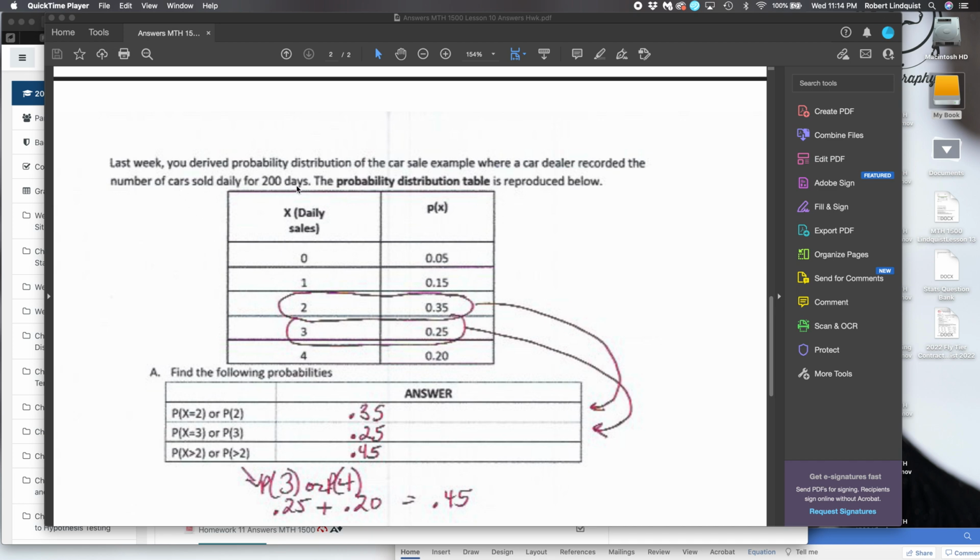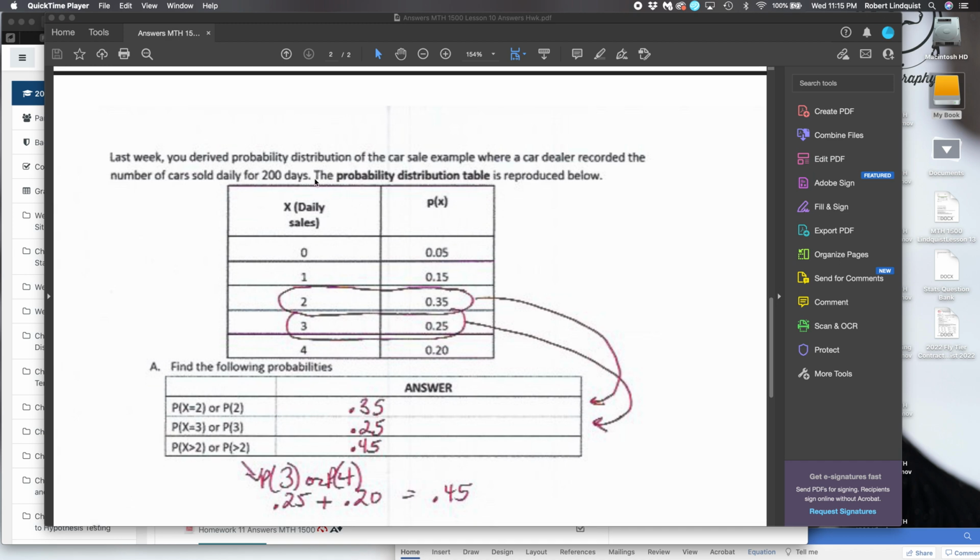Last week you derived the probability distribution of the car sales sample, where a car dealer recorded the number of cars sold daily for 200 days. Don't worry about the last week stuff. I took the example out of a website. This is the number of cars sold daily, and they recorded this data over 200 days. The probability table is reproduced below. So this right-hand column is the probability.